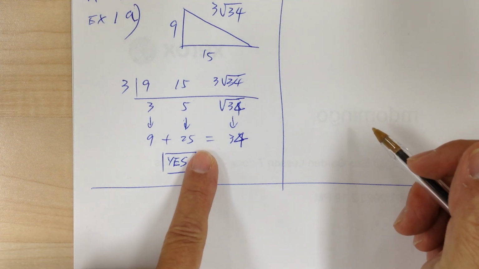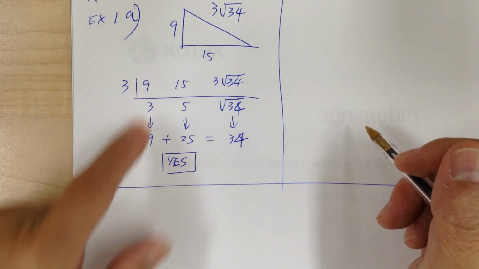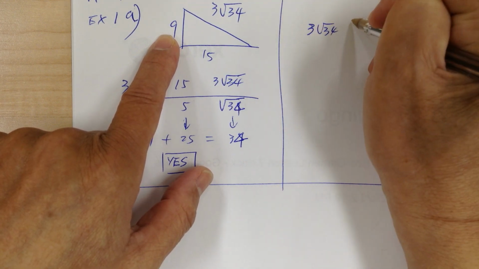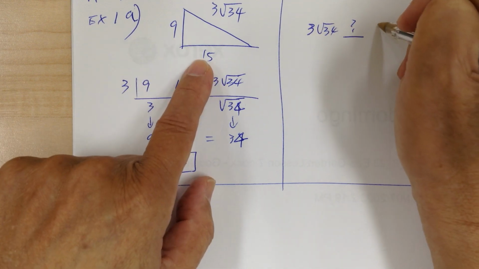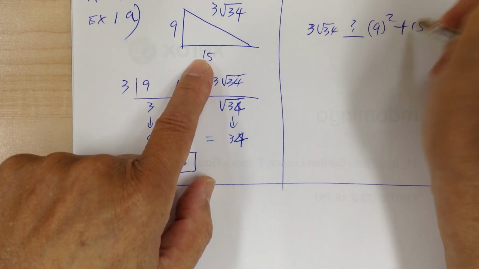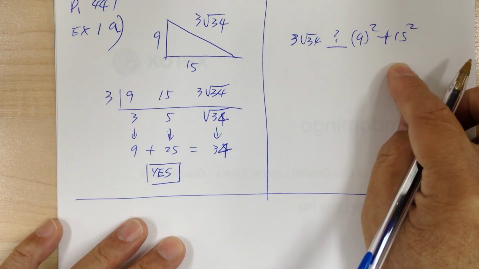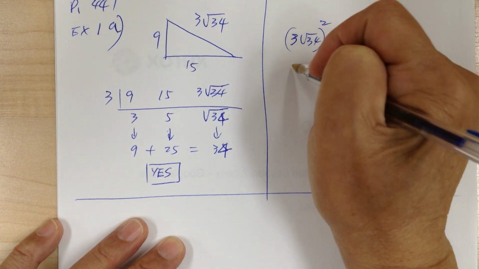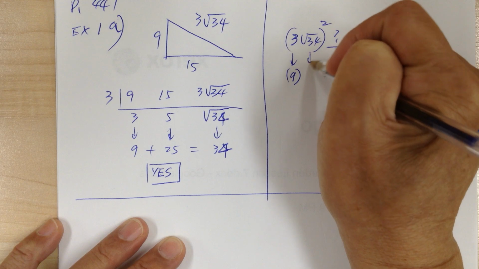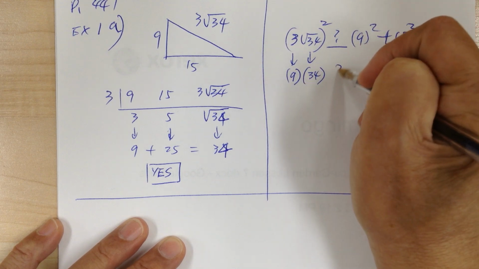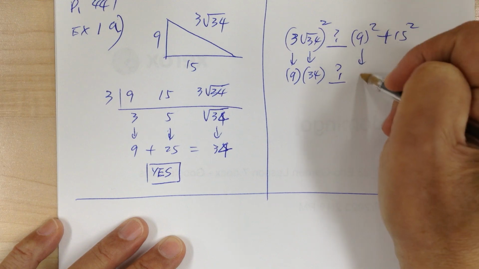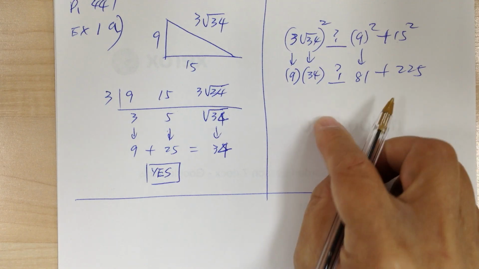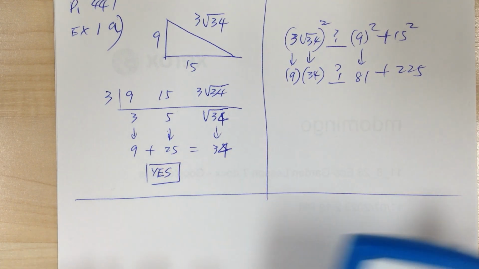Or you can just go into the Pythagorean theorem. You can just go, 3 square root of 34, squared, question mark, 9 squared plus 15 squared. This is the normal way to check. You have to square and check if they're equal. So you square that, you get 9, you square that, you get 34, question mark. Again, you don't know if they're equal or not. You get 81 plus 225. The numbers get kind of big, so you need to use a calculator on this, whereas over here it's very quick, you don't need a calculator.